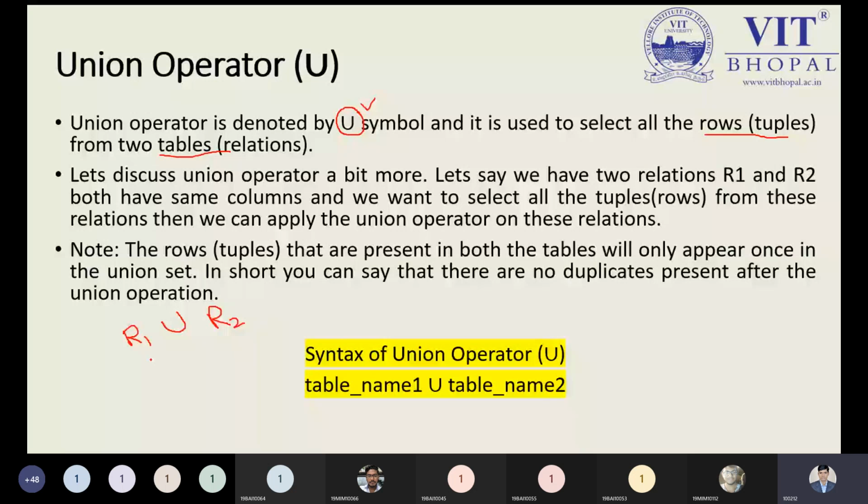And what we need to do if we have these two relations R1 and R2, is that both have the same columns. You have to keep this word in mind properly. And what does it mean that both have the same columns? Can anyone tell me what it means that both columns must be the same?